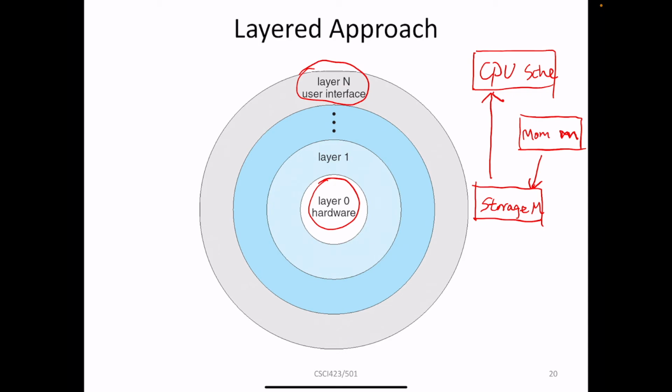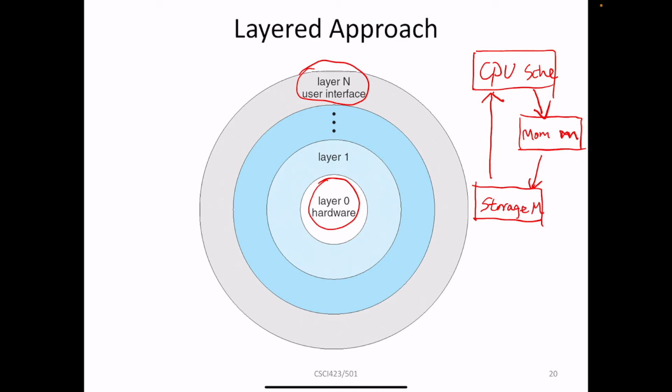So at last, let's see. The CPU scheduling will load the process code and the data from main memory. Which means that the CPU scheduler needs the service from the main memory management. And the layer rank of CPU scheduling should be higher than the memory management. So from here, you may already see the problem. There is a deadlock among them.